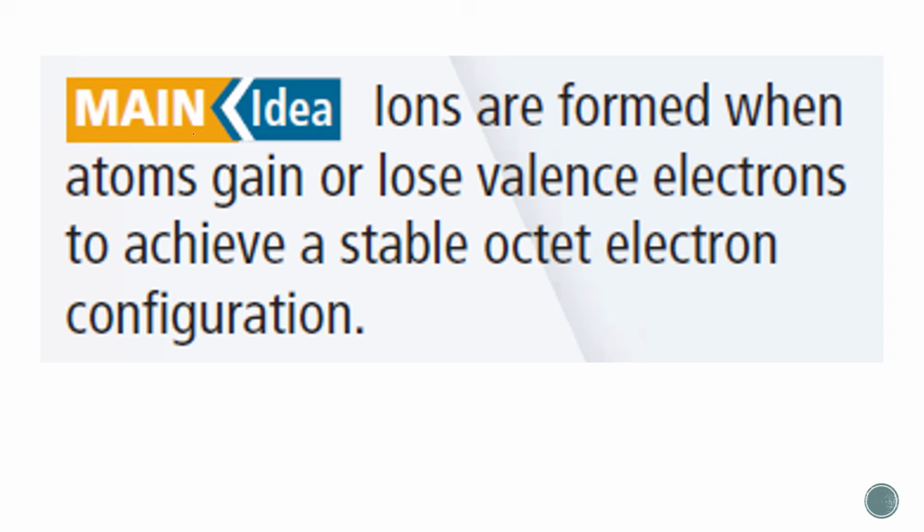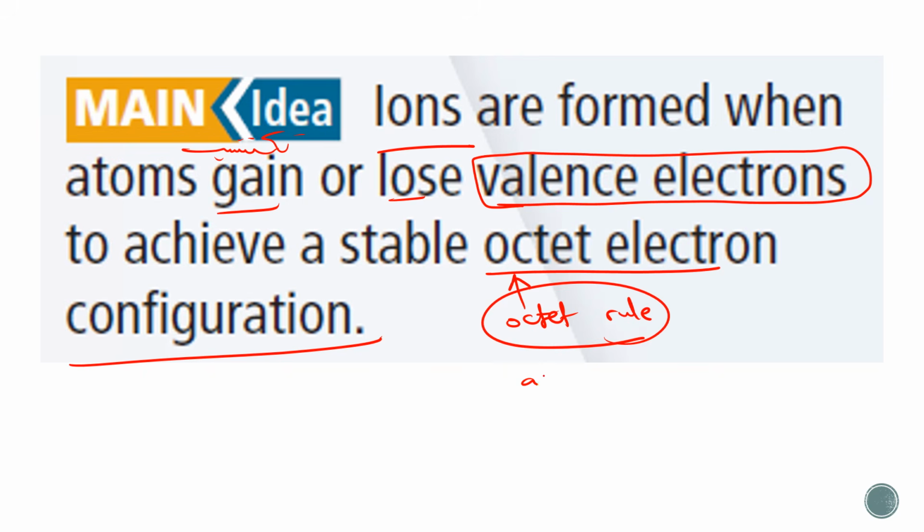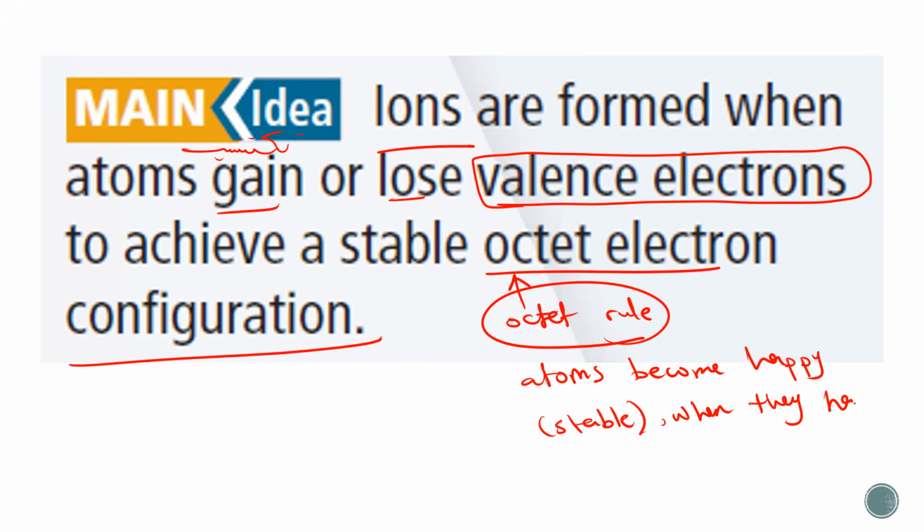Now, this is the main idea. The main idea is that ions, الأيونات, are formed when atoms gain, تكتسب, so gain means تكتسب, or lose valence electrons, guys, okay? To achieve a stable octet electron configuration. Remember the octet rule? The octet rule says that atoms become happy. What does happy mean? Stable. When they have 8 valence electrons.